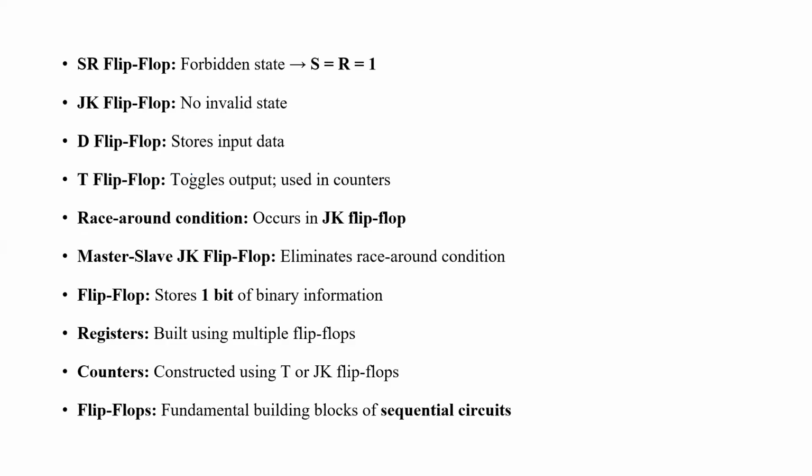D flip-flop means store input data. And T flip-flop toggles the outputs, used in counters. Race around condition occurs in JK flip-flop. Master slave JK flip-flops eliminate race around conditions. And a flip-flop stores one bit of binary information.